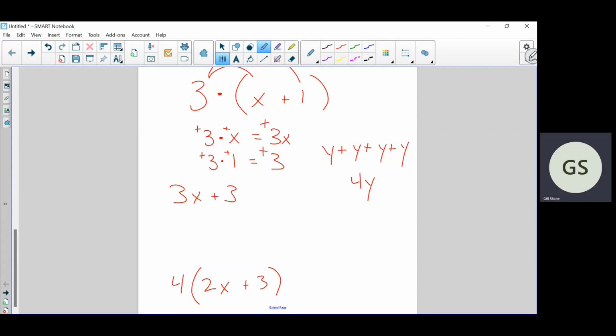Did we say 3 plus 1? So it should have been 3x plus 3. That's what this was. So did I add 3 and 1 to get that in 3 or something? So it's always 1.